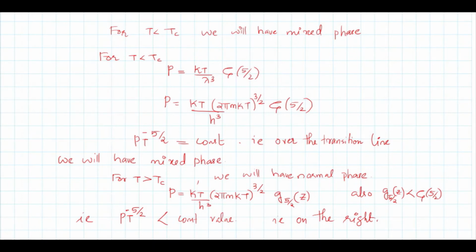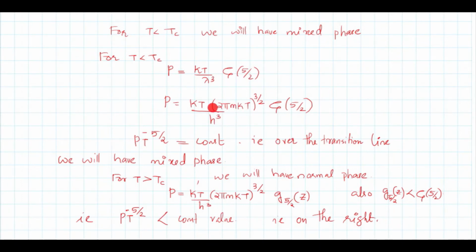Also, g 5 by 2 of z is less than theta of 5 by 2. Theta of 5 by 2 is the value of g 5 by 2 of z obtained by putting z equal to 1. For any value of z less than 1, that will be less than that maximum value. So this T and this T raised to 3 by 2 becomes T raised to 5 by 2. When you take it to the left hand side, that becomes P T raised to minus 5 by 2 less than that constant value on the right.